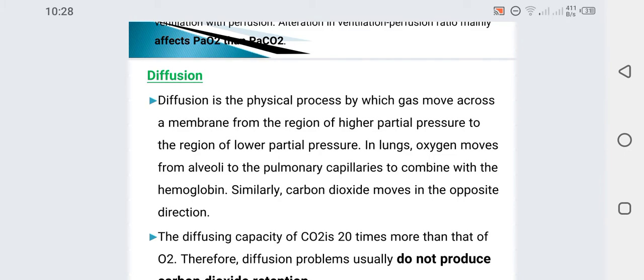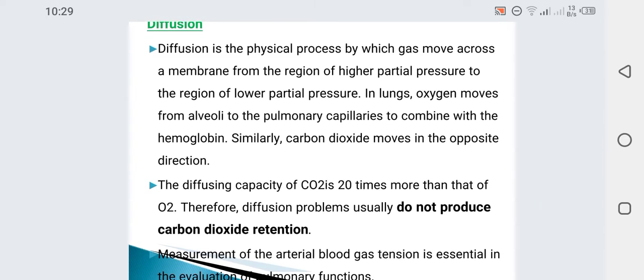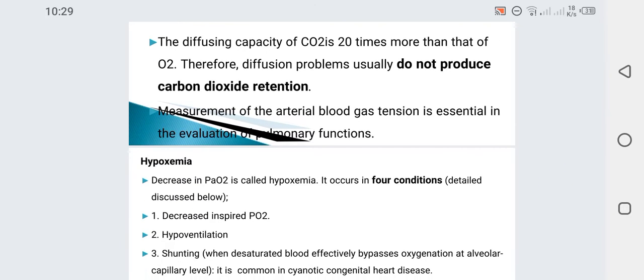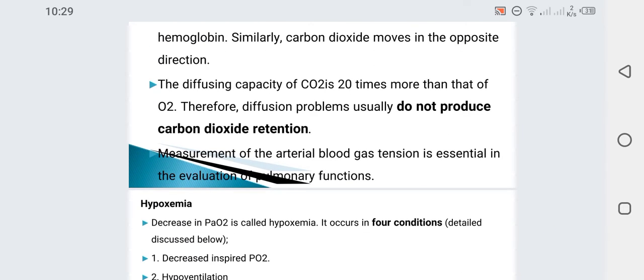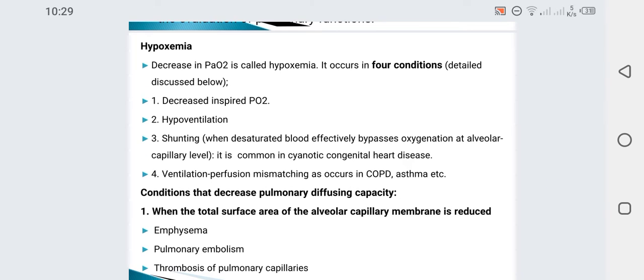As you all know, in the lung the oxygen moves from the alveoli to the pulmonary capillary to combine with the hemoglobin. Similarly, the carbon dioxide moves in the opposite direction. So the diffusion capacity of CO2 is 20 times more than that of O2. Therefore, the diffusion problem usually does not produce carbon dioxide retention. So the measurement of the arterial blood gas tension is essential in evaluating the pulmonary function.